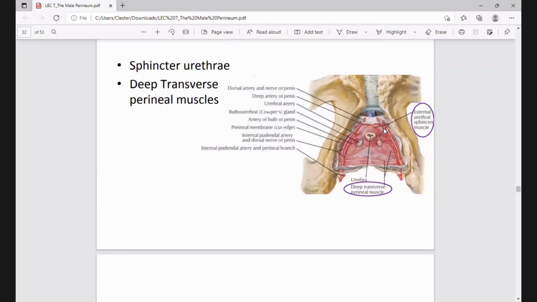Notice na wala ka na diyang cavernosus, wala ka na diyang bulbospongiosus, wala ka na diyang bulb of the penis, wala ka nang corpora cavernosa. This is already the deep pouch. This is the deep transverse perineal. This is the sphincter urethrae. This is the urethra. These are the blood vessels in the deep perineal pouch. And this is the gland that I mentioned, the Cowper's gland, otherwise known as the bulbourethral gland. Though the gland is found in the deep perineal pouch, yung duct niya opens in the bulb of the penis. And remember that the bulb of the penis is found in the superficial pouch.